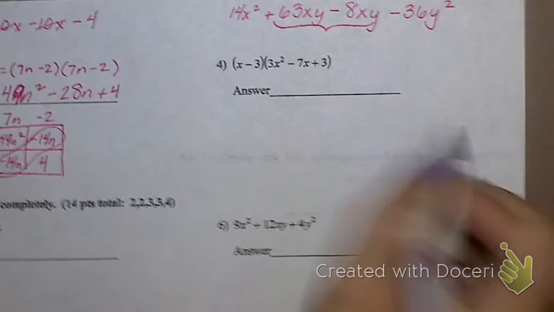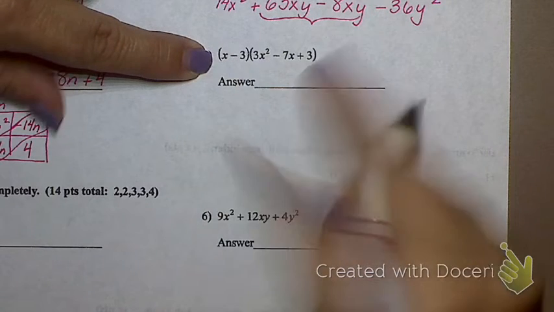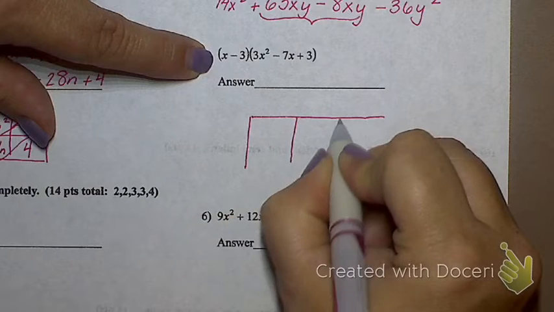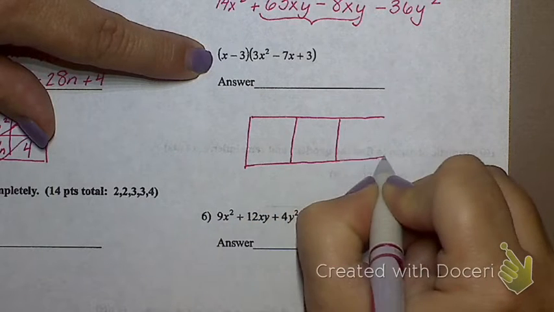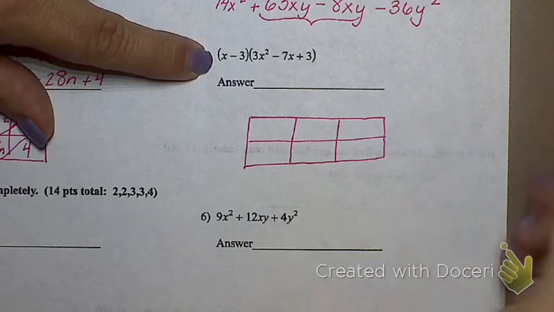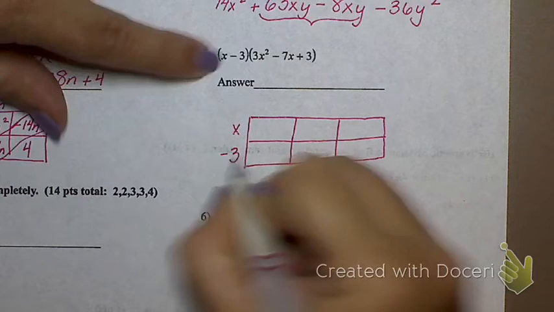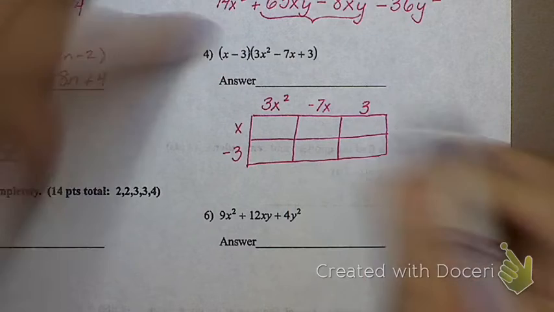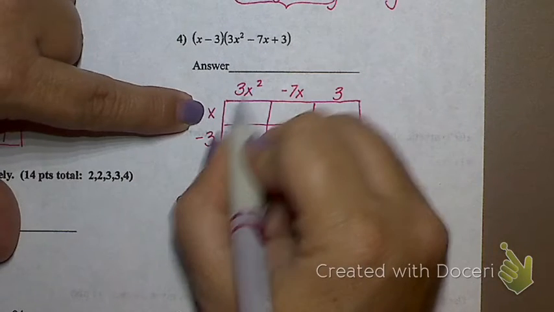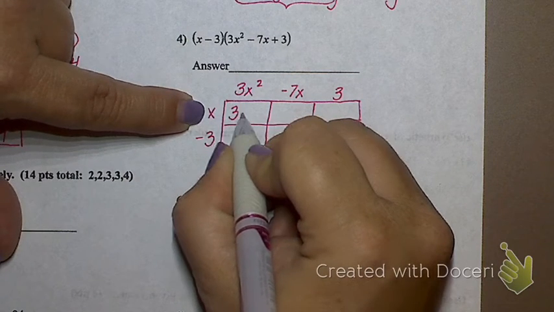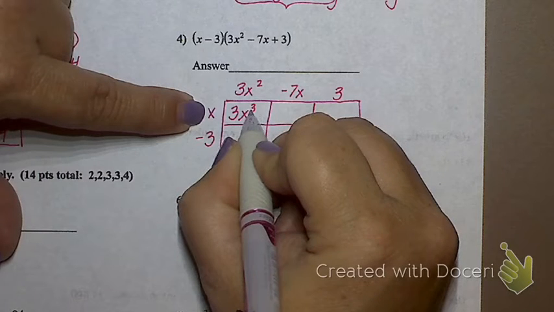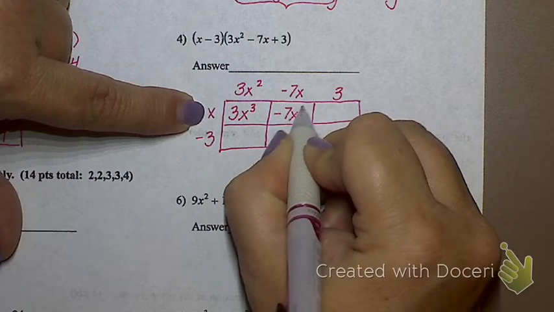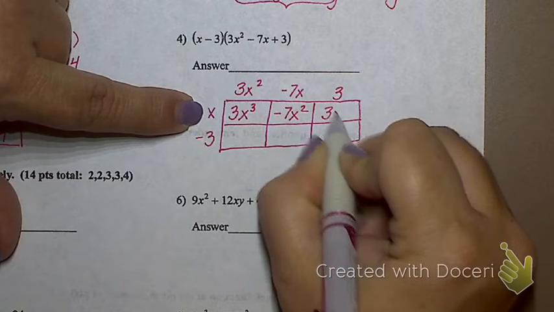Okay. And this one I have 2 by 3. So I need a 2 by 3. Let's see. I like to make my boxes a little bit bigger just so that way I'm not squishing exponents in there because it makes it kind of hard to read then. So x minus 3, 3x squared minus 7x positive 3. X times 3x squared, what is that? 3x cubed. X times negative 7x. Negative 7x squared. And x times 3, 3x.